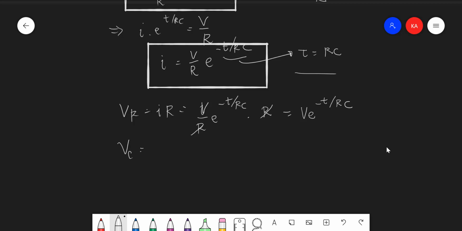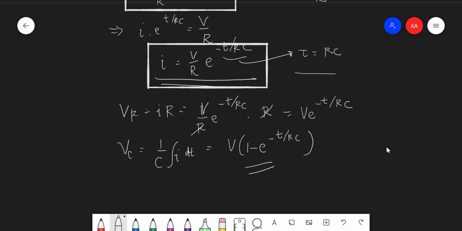And then how about the VC? VC is 1 per C integral of i dt. So we make the integration of this one, and we get that VC is V times 1 minus e to the minus t per RC. Okay, so this is the voltage of the capacitor. This is the solution of how to solve the first order equation in the series of inductor, capacitor and resistor.